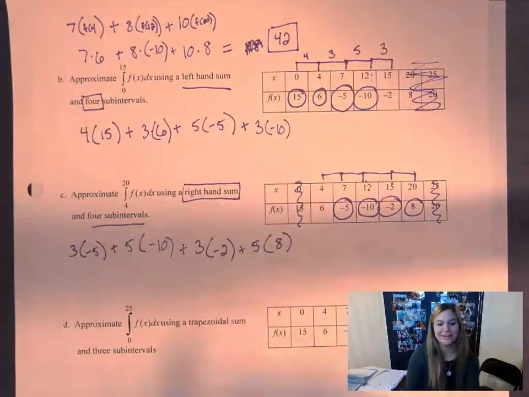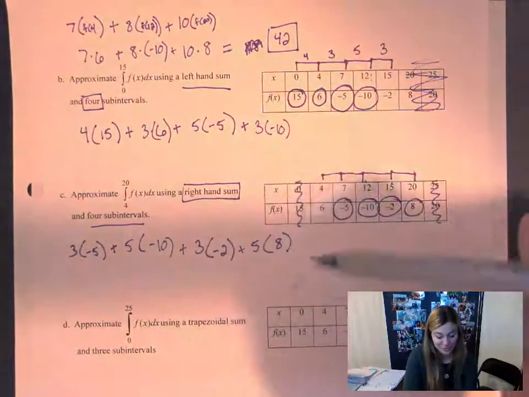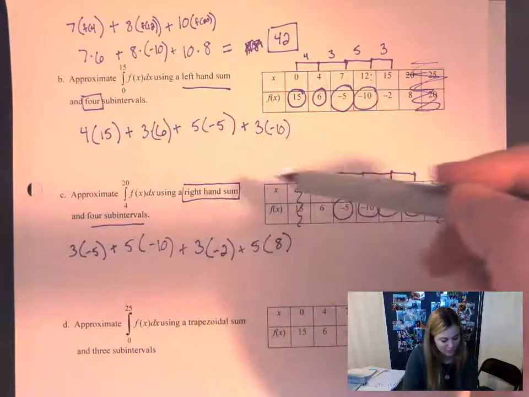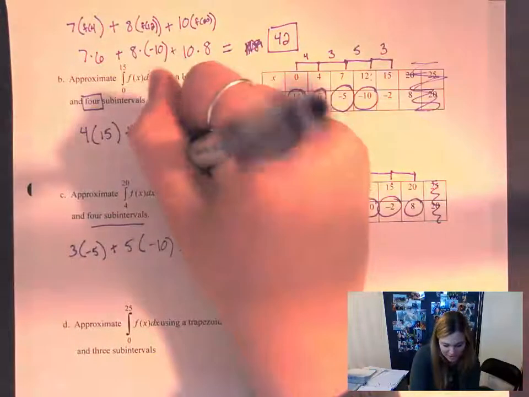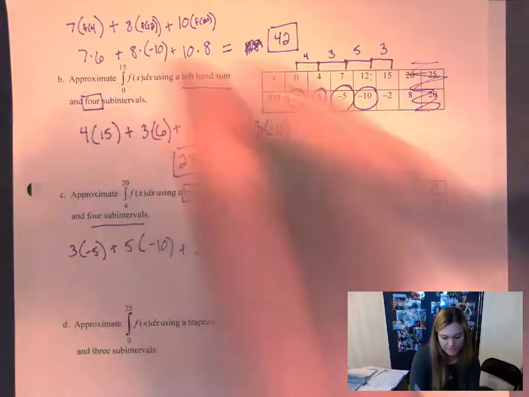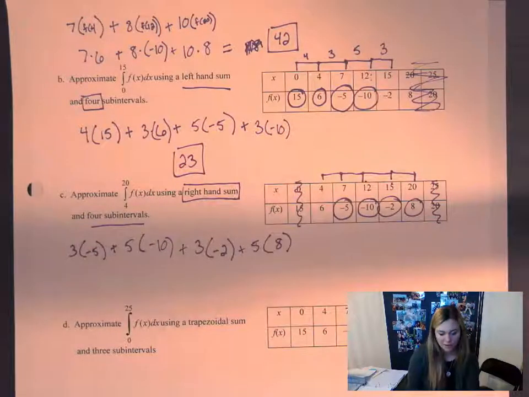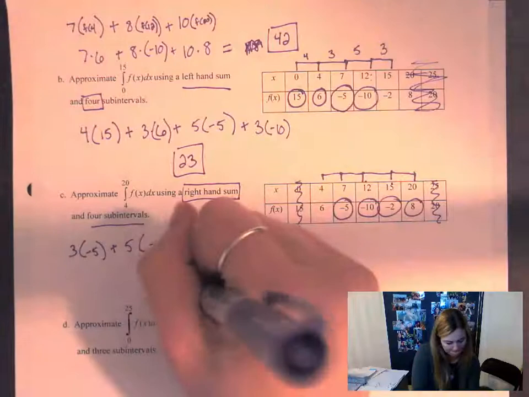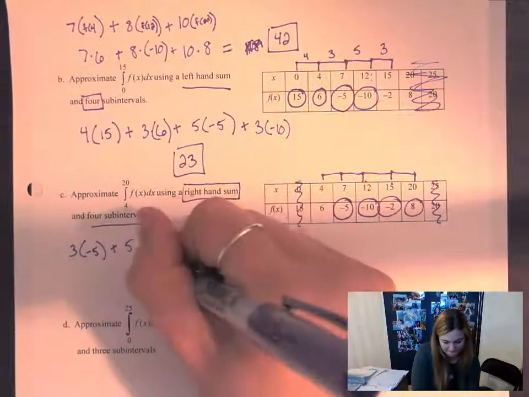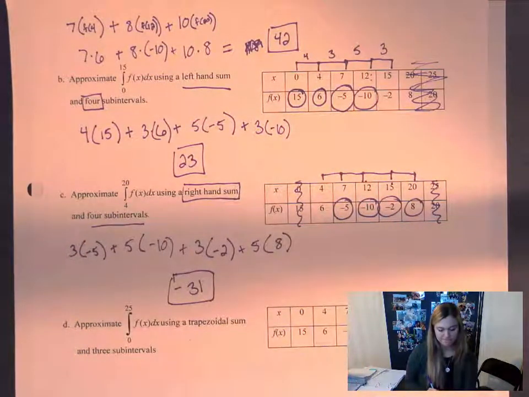And silly me, I realized that I just didn't give you the answer on the last one or in this one. In this one, if you multiply all these things out and add them up, you should get 23. In this one, you should get -31.